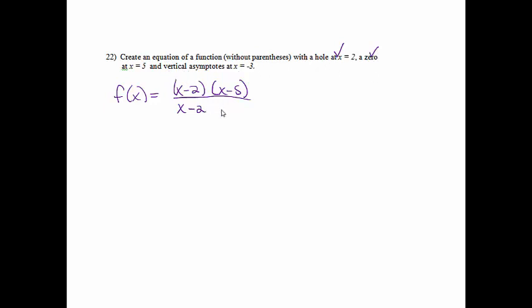Vertical asymptote at x equals negative 3, which means there is a non-removable discontinuity at x equals negative 3. So if I put x plus 3 in the denominator, there's nothing that's going to cancel out with that. So now from here, all we need to do is just factor it or FOIL it out. So in the numerator, we're going to get x squared minus 7x plus 10. In the denominator, we're going to get x squared plus x minus 6, and there is our function, and it does say f of x.